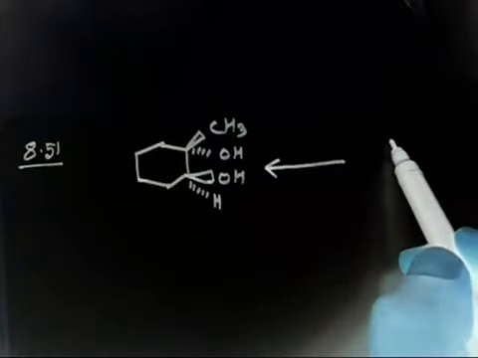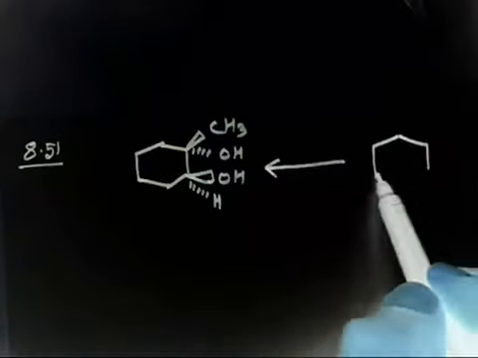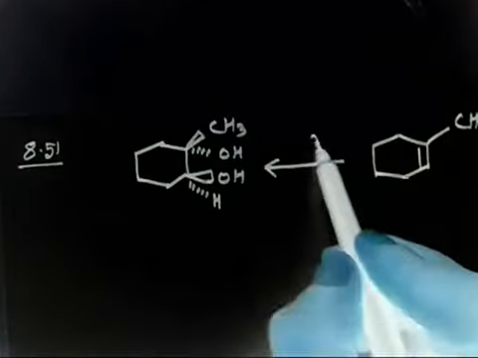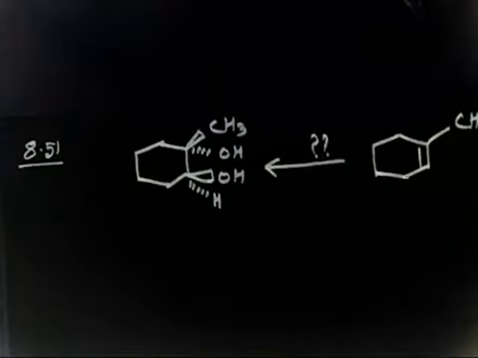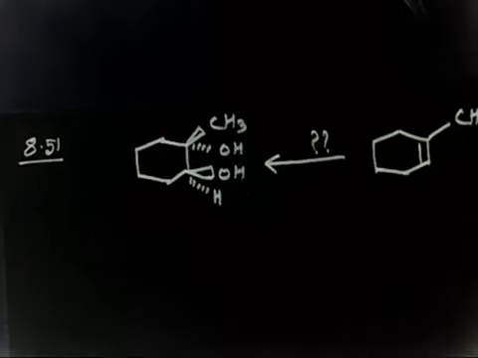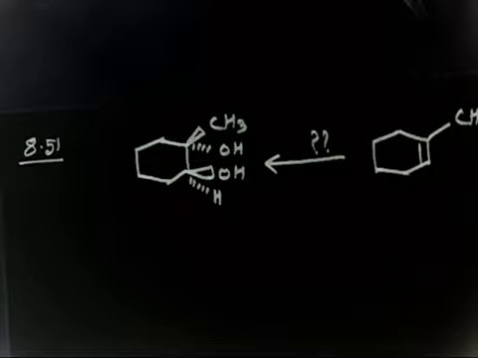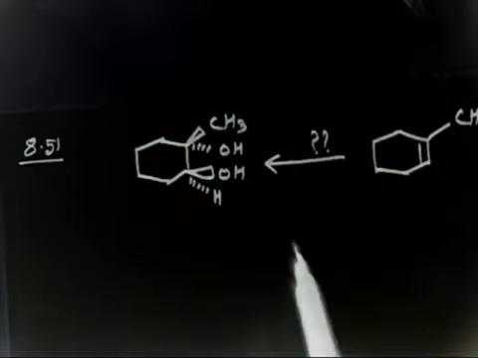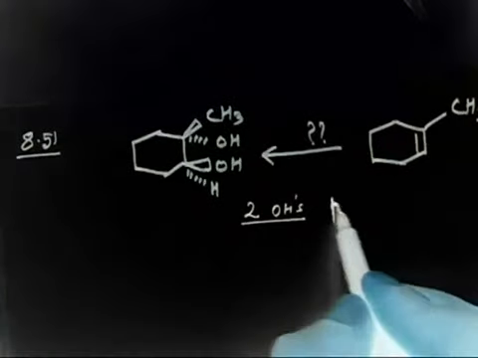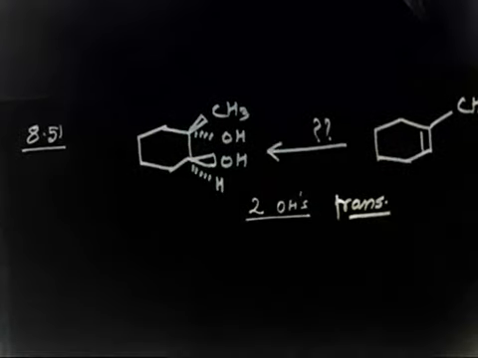Let me give you this hint first case. You can take this cyclic compound, CH3 with a double bond. From this, what is the reagent that you will use to prepare this compound? So you see what we have done. We have added two OH groups, and these two OH groups are added in a trans way. So you have to add two OH in a trans addition.